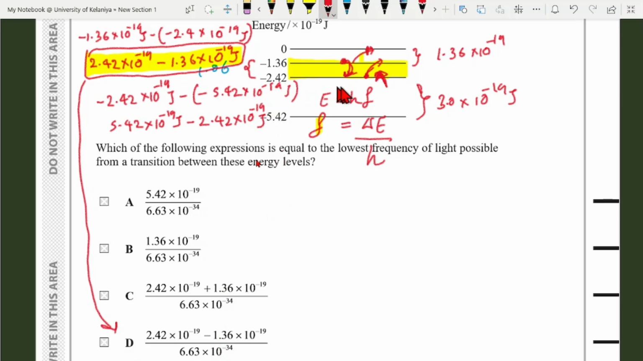You can conclude what? This is the minimum possible energy transition. Just look at the answers. 2.42 times 10 to the power minus 19 is over there, minus 1.3. That is the only answer which contains this whole thing, right? So you can easily conclude what answer this is without looking at other options, right?